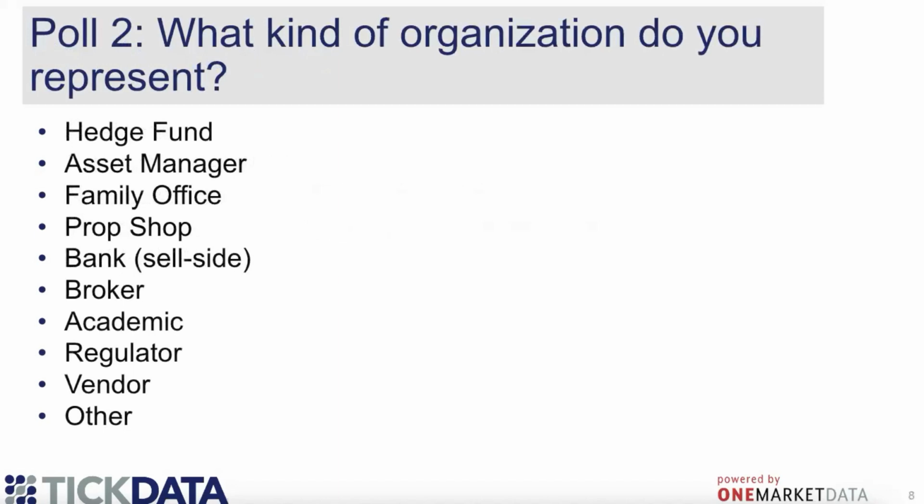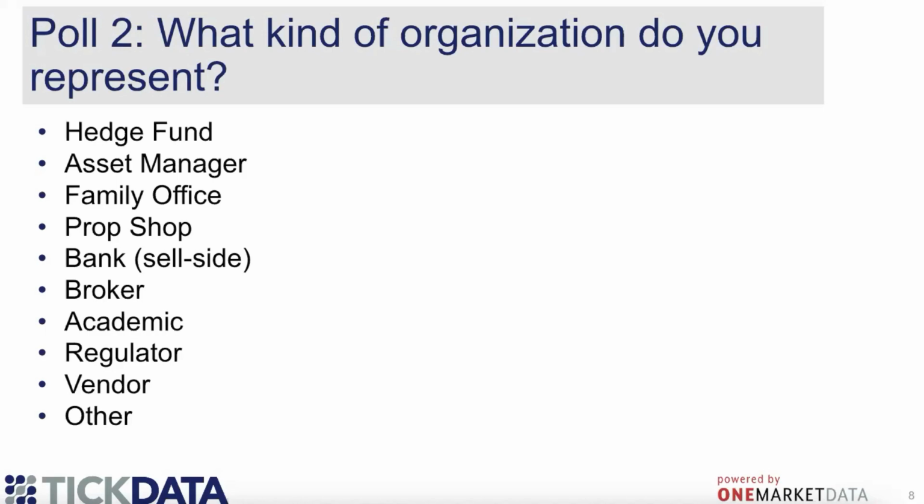So one more poll, just so Scott can understand who he's speaking to today. What sort of organization do you represent? Hedge fund, asset manager, family office, prop shop, bank, on the sell side, broker, academic, regulator, vendor, or other. We thought of as many different options as we could here. Okay, Scott. Nearly everyone has answered, so we've got a few vendors, prop shop, family office, hedge fund, some academics. So a pretty reasonable split. Thanks very much. And that's pretty indicative. I'll talk a bit more about who uses tick data and why here, but that's a very good cross section.